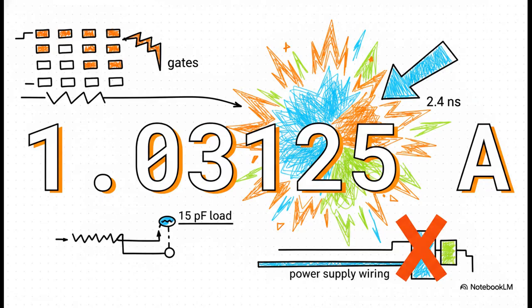Let's put that math into perspective really quick. Imagine you've got a board with 50 gates, and they all simultaneously switch a 15 picofarad load in just 2.4 nanoseconds. If you plug that into the TI formula, you generate a sudden current step change of exactly 1.03125 amps. Over a full amp in nanoseconds, your power supply wiring and your filter array absolutely must be designed to absorb that instantaneous surge, or your whole system is going to crash hard.